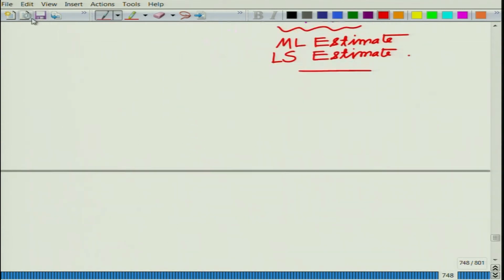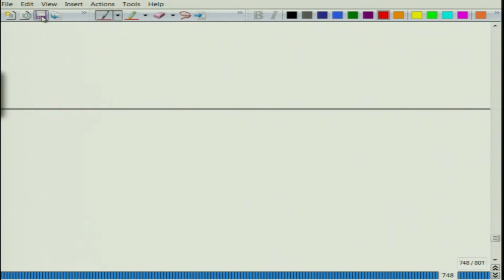Now, further, we calculate the error variance. We ask what is the error variance of this estimator, right. Let us calculate the error variance.